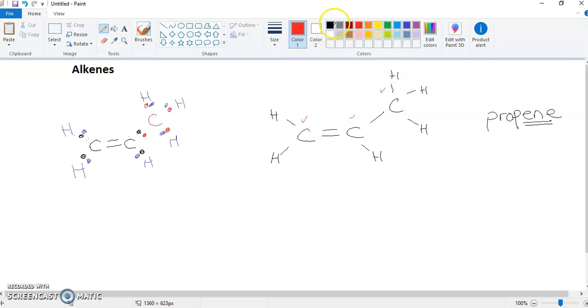And again, here we can see that if we count up the carbons, we've got 3 carbons and 6 hydrogens. So once again, it's using the CnH2n general formula. Wow, that's a mess over there. Anyway, we'll carry on. So let's have a look at the next one.